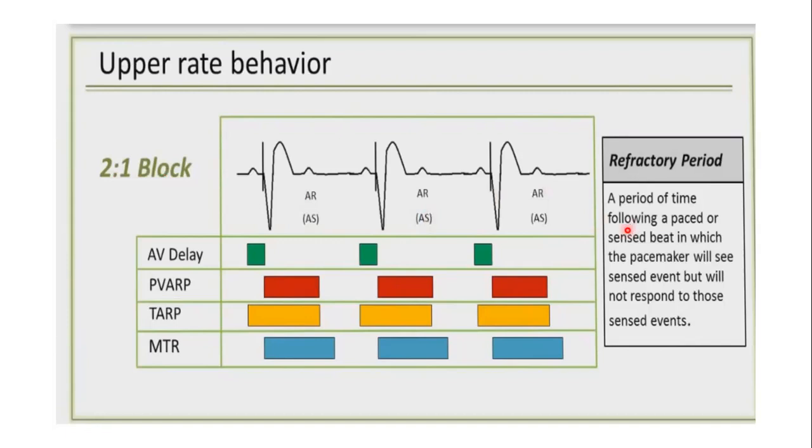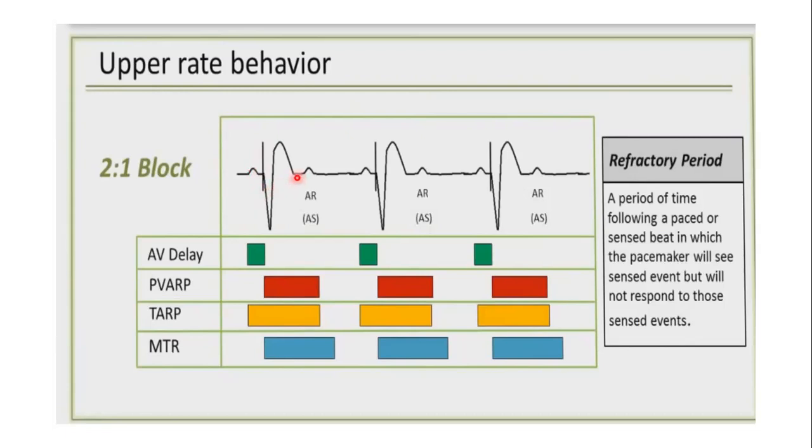In this one, we say that the period of time following a pace or sense beat in which the pacemaker will see a sense event but will not respond to those sense events is what is known as the refractory period. So in the pacemaker, the intrinsic activity of the atrium is sensed, and it sets the AV delay timer. The AV delay timer continues until it ends, there was no sensing of any intrinsic ventricular activity, so it paces.